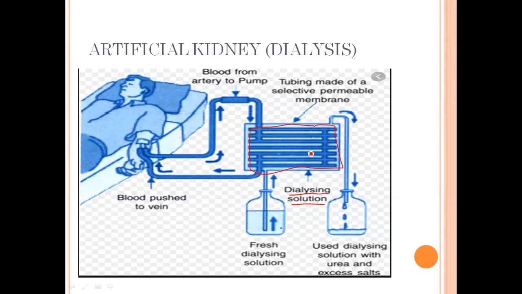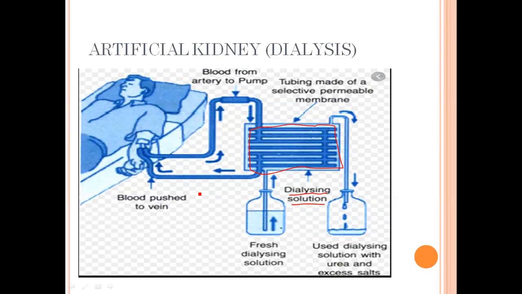And from the dialyzing chamber, when the blood is filtered, when the nitrogenous waste is removed, the blood is again pumped back into the body of the patient through a suitable vein. But before the blood is pumped into the body, it is mixed with an anticoagulant which prevents the blood from clotting, and the blood is also brought to normal body temperature.